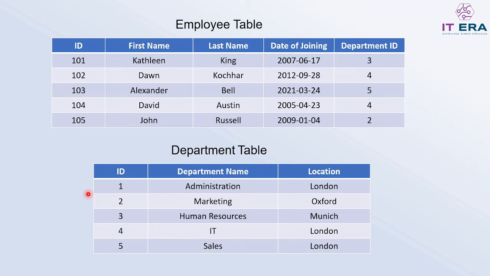From these two tables, we can match the data and see which employee works in which department. So we can see that Kathleen has a department ID equal to 3, and this matches Human Resource from the department table. And we can also see that the department named IT has two employees from the employee table, Don and David, which have department ID 4. So it means Don and David are working in the IT department. Like this, we can relate these two tables.